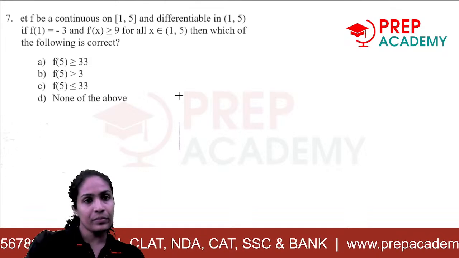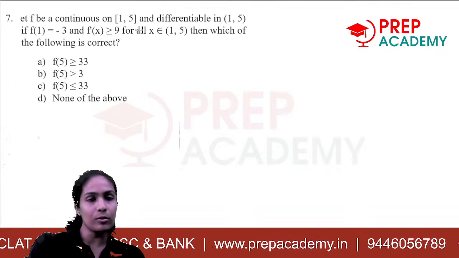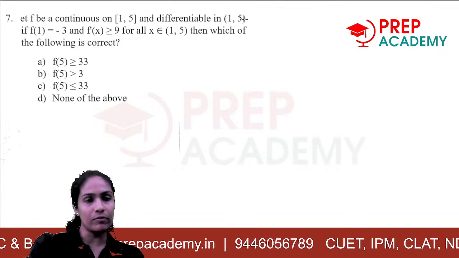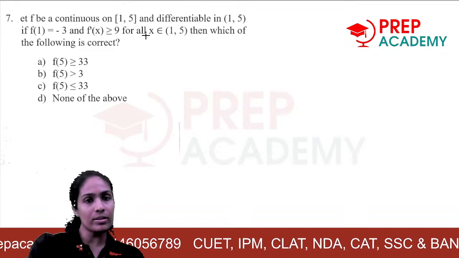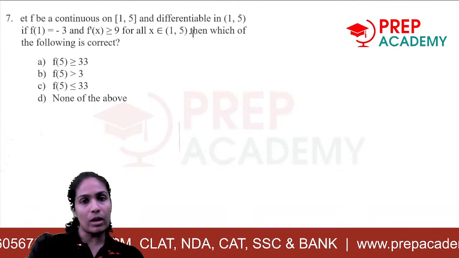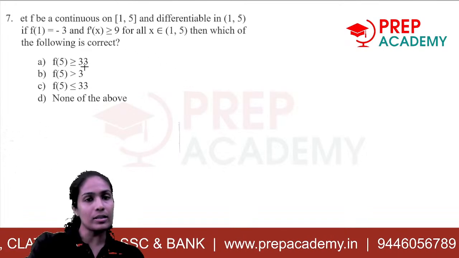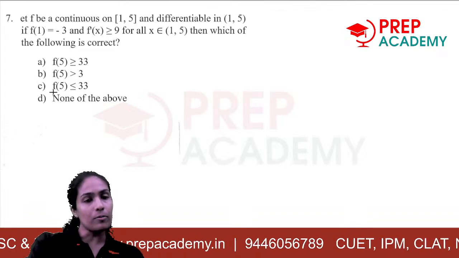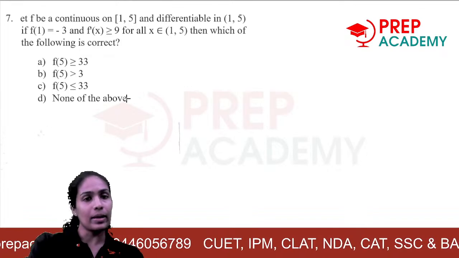Next question. Let f be continuous on the closed interval 1, 5 and differentiable in the open interval 1, 5. And if f of 1 is equal to minus 3 and f dash of x is greater than or equal to 9 for all x in the open interval 1, 5, then which of the following is correct? Option A, f of 5 is greater than or equal to 33. Option B, f of 5 is greater than 3. Option C, f of 5 is less than or equal to 33. And option D is none of the above.